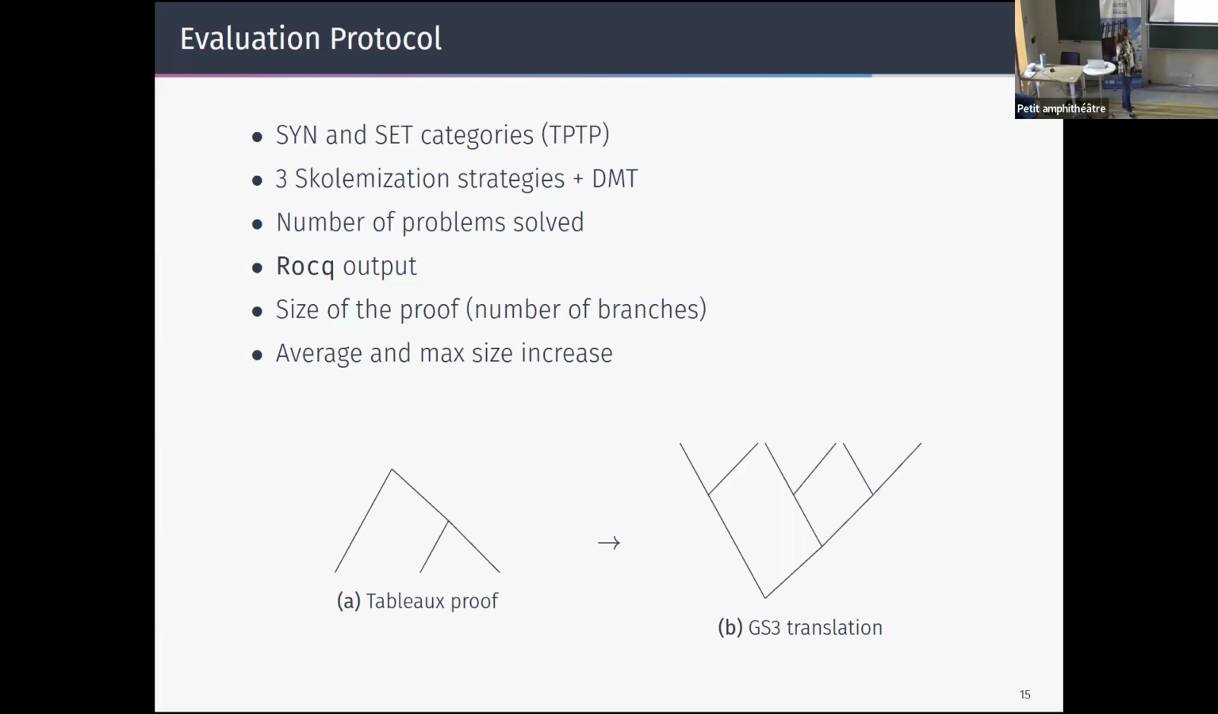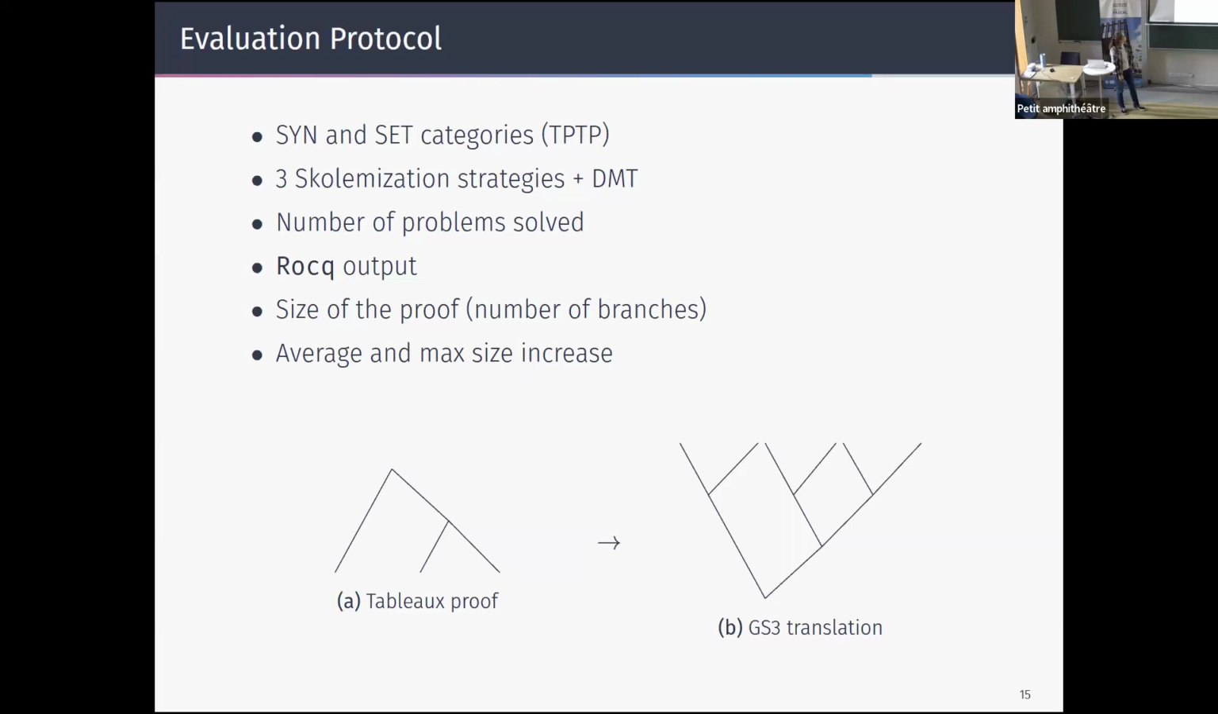We checked the Rocq output of that. And our main metric was the size of the proof in terms of number of branches. Because theoretically, when you have a proof with inner deskolemization, if you want to provide the corresponding GS3 translation, you are theoretically supposed to have an exponential increase in terms of number of branches. And between delta plus plus and delta plus, you also have an exponential. So the more optimized you are, the more exponential the translation is supposed to be. Okay, so we counted the proofs in terms of average size increase.